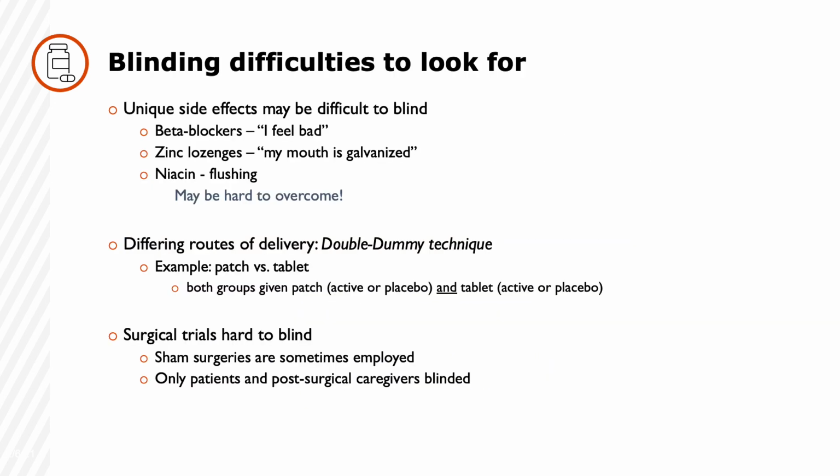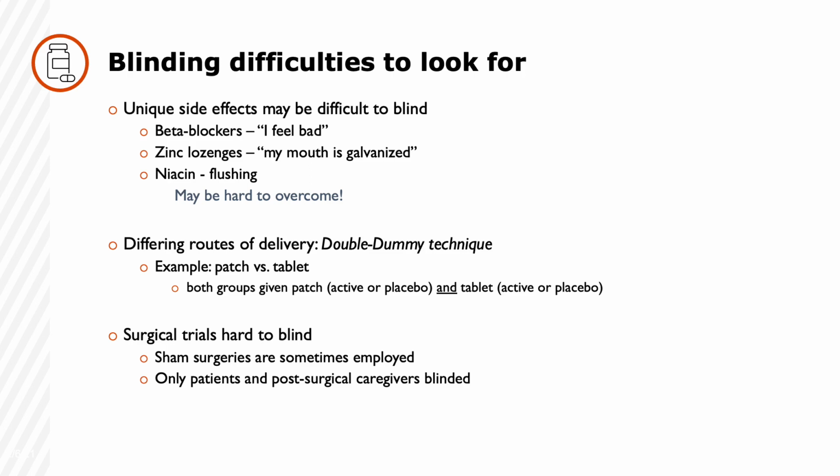It's important to recognize that there are some situations that can make blinding incredibly difficult. For example, unique side effects may be very difficult to blind. Beta blockers have notorious side effects of making people feel generally uneasy or unwell. With zinc lozenges, subjects can report that their mouth feels galvanized. It would be hard to mask that in a placebo. Niacin, with the flushing that is reported with it, all of these things can be hard to overcome and may be impossible, in fact.